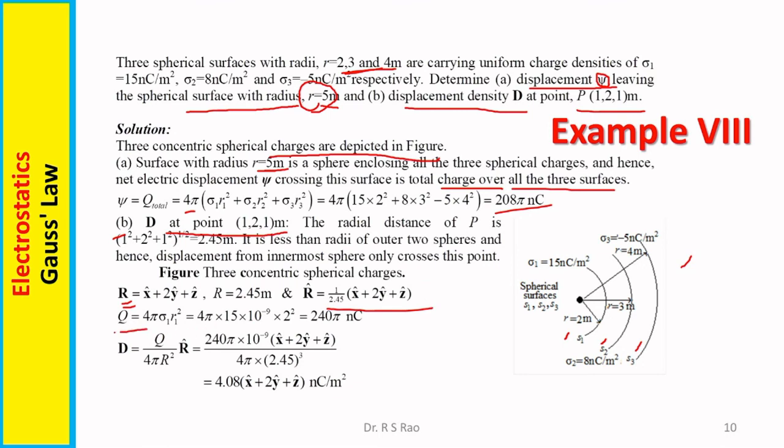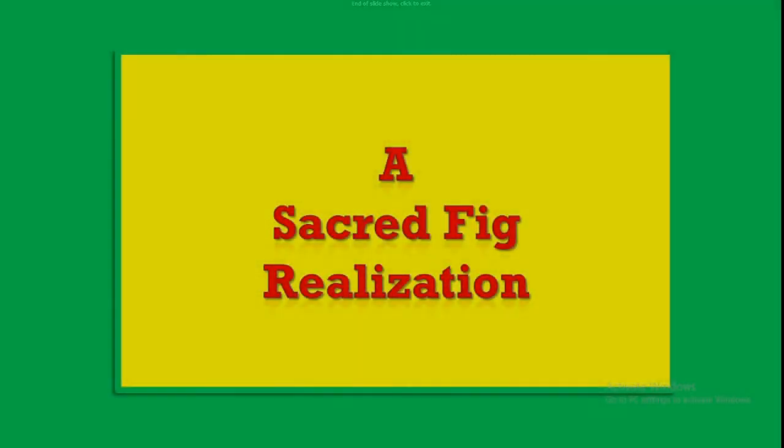By Gauss law, total Q is 4 pi sigma 1 r1 square. It gives 240 pi nanocoulombs. Using the expression D equal to Q by 4 pi r square times r cap, one can find D as 4.08 (x cap plus 2 y cap plus z cap) nanocoulombs per meter square. So these are some of the things which I want to share with you for now regarding Gauss law.